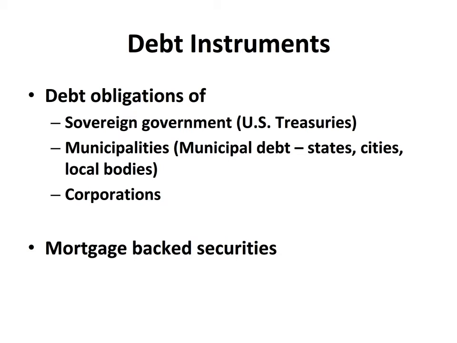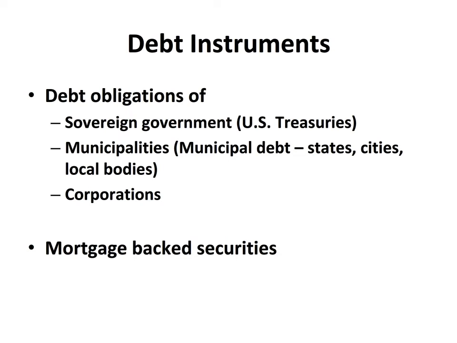Municipal debt. This is the debt of municipalities, which is more broadly defined than just cities. It would include states, cities, and local bodies. Those local bodies might be water districts or sewage districts. The final one that we'll be looking at is corporations. Also within this general classification is mortgage-backed securities, and there are other backed securities as well, but we'll spend a little bit of time on mortgage-backed securities, which are mortgages bundled together. So those are the types of debt instruments that we will be looking at.